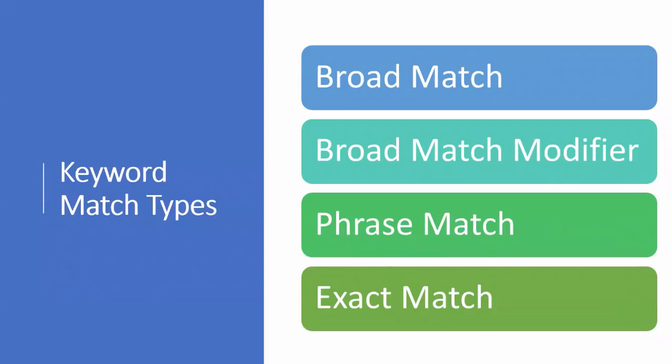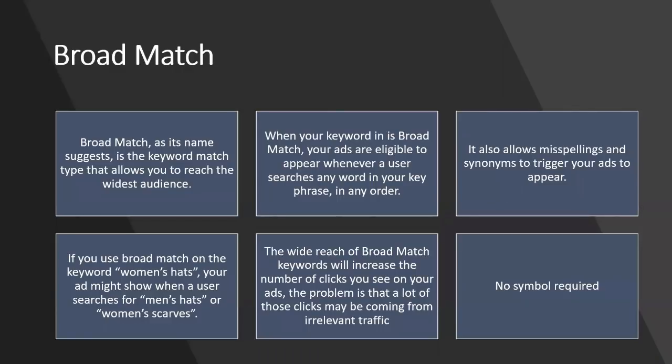Okay. Now the 4 keyword match types are broad match, broad match modifier, phrase match, and exact match. Okay? Now, what does all this mean? Again, okay, now broad match. Broad match, as its name suggests, is the keyword match type that allows you to reach the widest possible audience. Okay? Now, when your keyword is in broad match, your ads are eligible to appear whenever a user searches any word in your keyword phrase in any order. Okay? Don't panic yet. Again, we're going to just run through this manually.